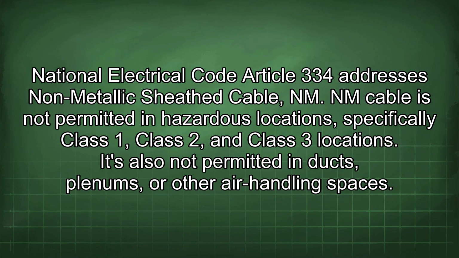National Electrical Code Article 334 addresses non-metallic sheathed cable, NM. NM cable is not permitted in hazardous locations, specifically Class 1, Class 2, and Class 3 locations. It's also not permitted in ducts, plenums, or other air handling spaces.